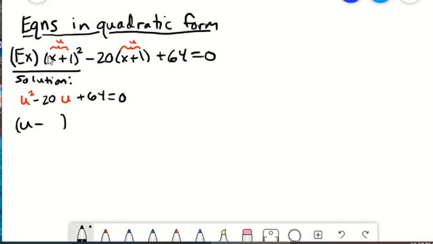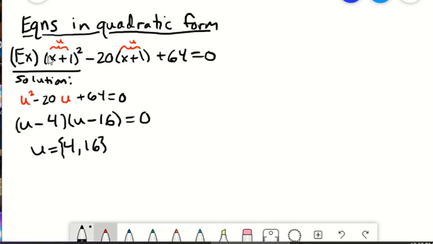well, with perhaps some difficulty or not that much, I don't know, depending on how well you know how 64 factors, we could factor that equation and get immediately that u is equal to 16 or 4, right? But again, that's not what we want to solve for. We're solving for x. So we have to let x plus 1 equal 4 or 16. Subtract 1 from both sides, and it gives that x is equal to 3 or 15.